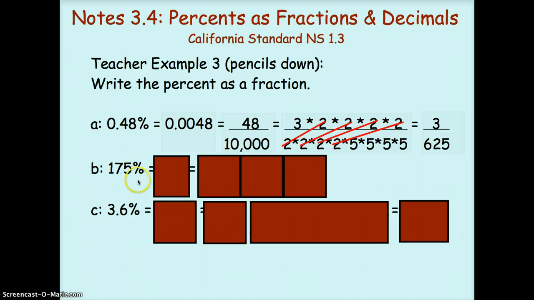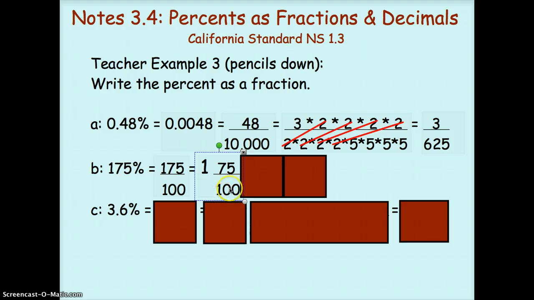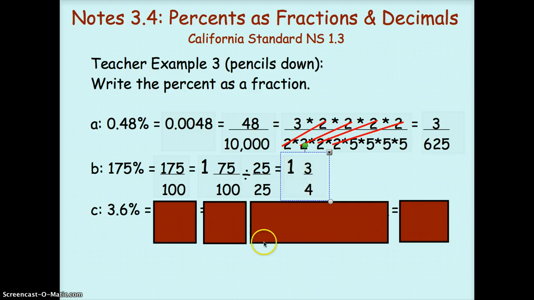Problem B, 175%. Again, a percent is out of 100. Right away I can tell I have an improper fraction, so I will end up needing to simplify. 1 and 75/100. I can divide both of those by 25, and I end up with 1 and 3/4.